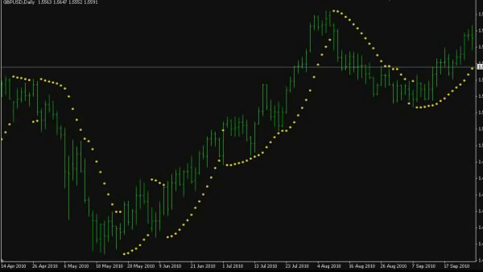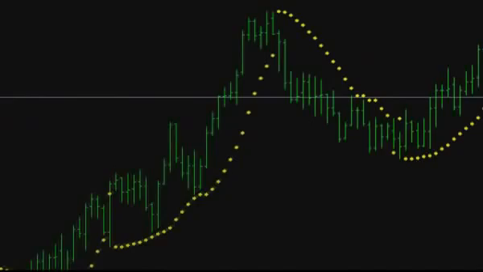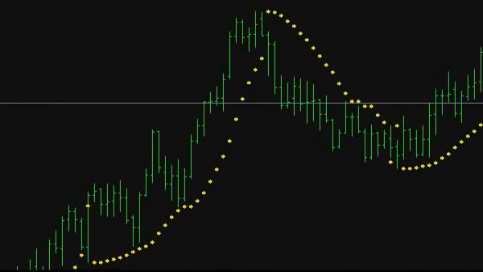Parabolic also takes into account the so-called aging of a trend, and the value of points approach the price reading with acceleration, which depends on the age of the trend. The younger the trend is, the further parabolic points are, and correspondingly the levels of stop-loss for positions opened along with the trend, and vice versa. The older the trend is, the closer the points to the price are, and they approach it faster.